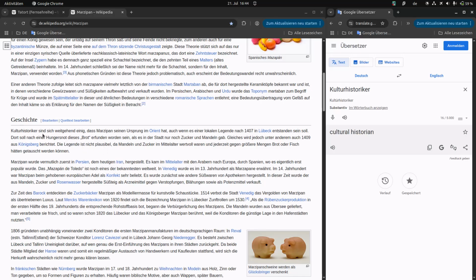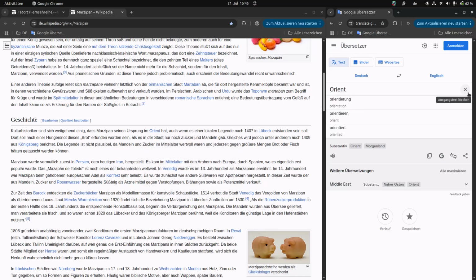Sind sich weitgehend einig, are themselves. That is the form you need to express that. Sich einig sein is a phrase to say agree on something. Sind sich einig, they themselves; weitgehend word by word would mean wide or far going, but this means in general. So they are in general agreeing on something. And that is that, das just means that, Marzipan seinen Ursprung im Orient hat, its origin in the Orient. Is the Orient also in English?